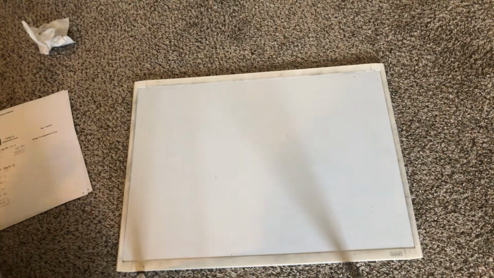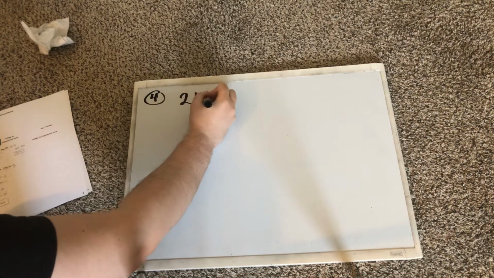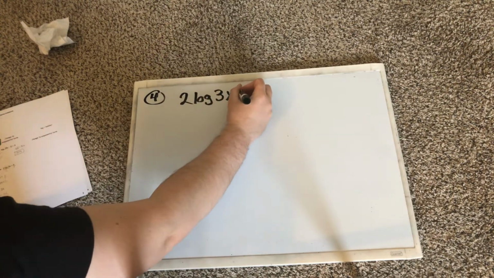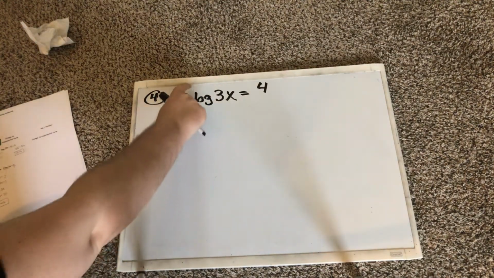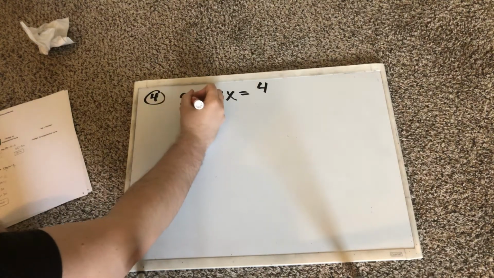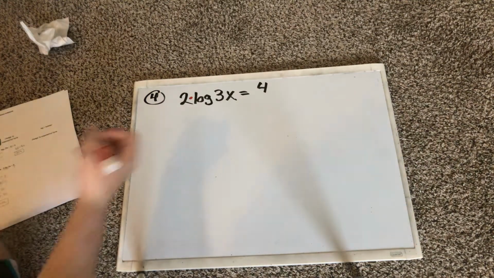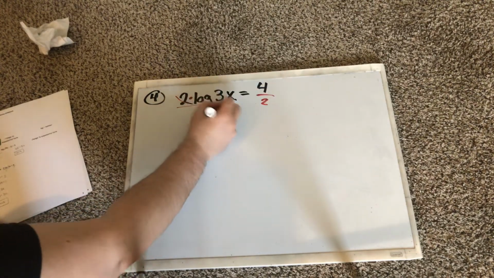So, if I have number 4, I have 2 log 3x is equal to 4. And you may be thinking, hey, I can use the power property, take this 2, move it up to an exponent. I mean, technically, yeah, we could, but why do this? Because really, this is 2 times log 3x. Well, how do we undo multiplication? You guessed it, division. I'll divide both sides by 2 so we can get rid of that.